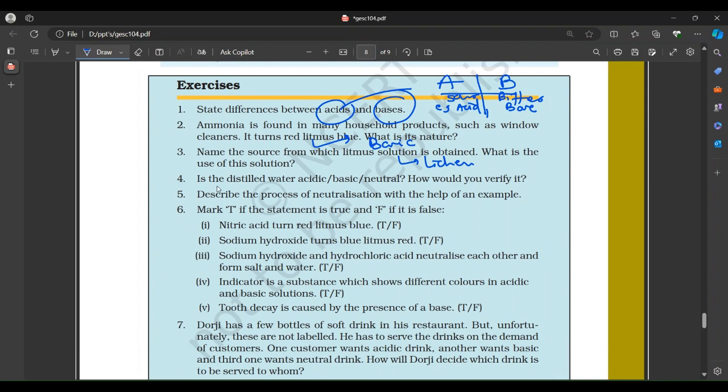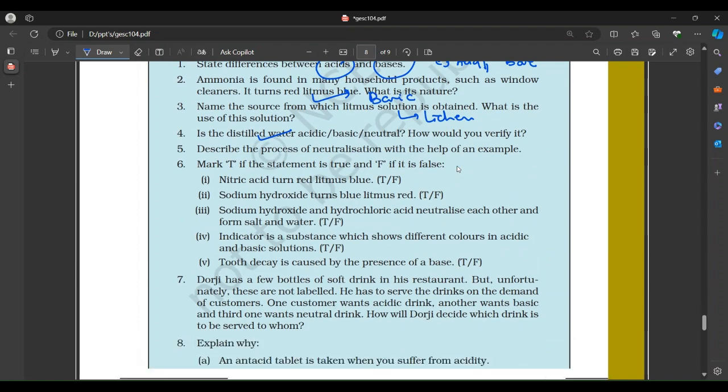Okay, question number 4: is distilled water acidic, basic, or neutral? How would you verify it? By using the same way, that is, indicators. Describe the process of neutralization with the help of an example. Neutralization means when acid and base react together, they form salt and water, and heat is also produced. Okay, so that is the process of neutralization.